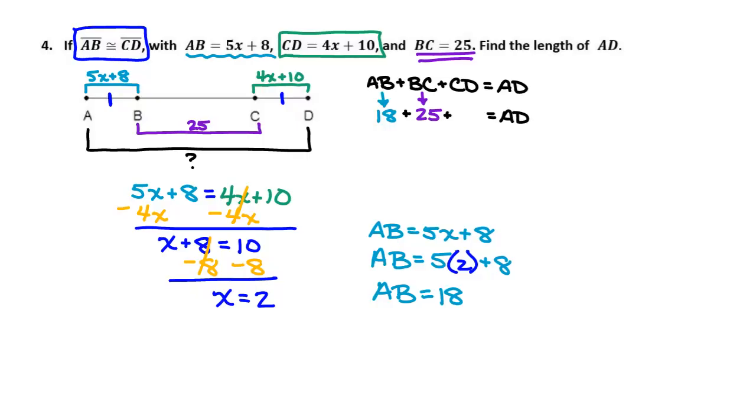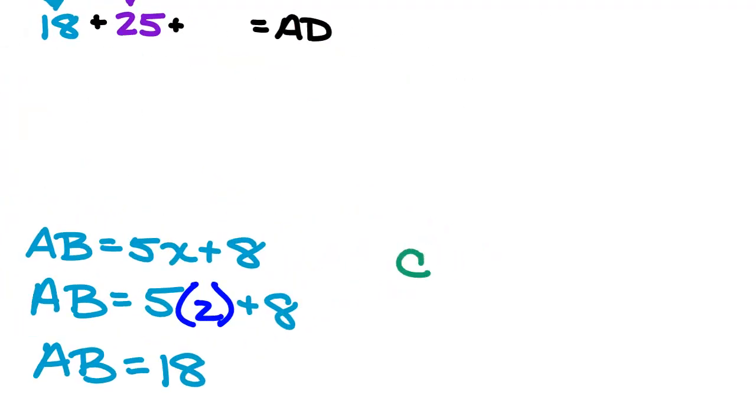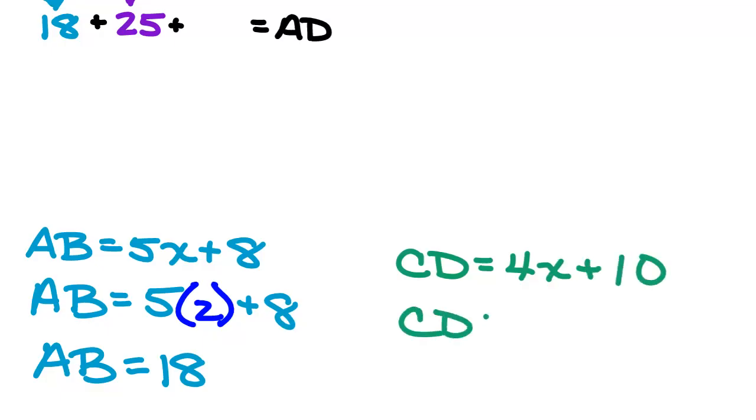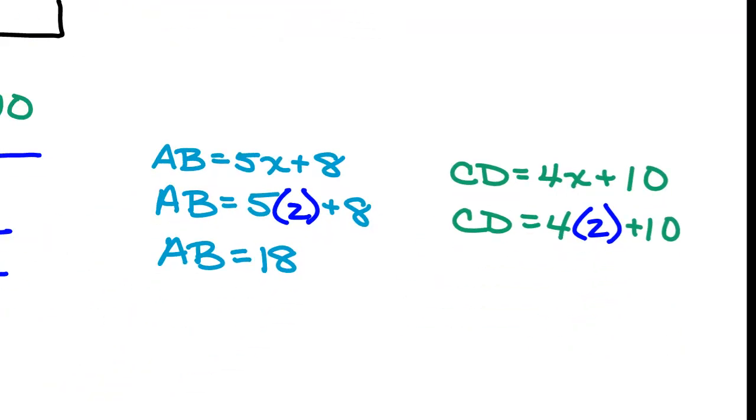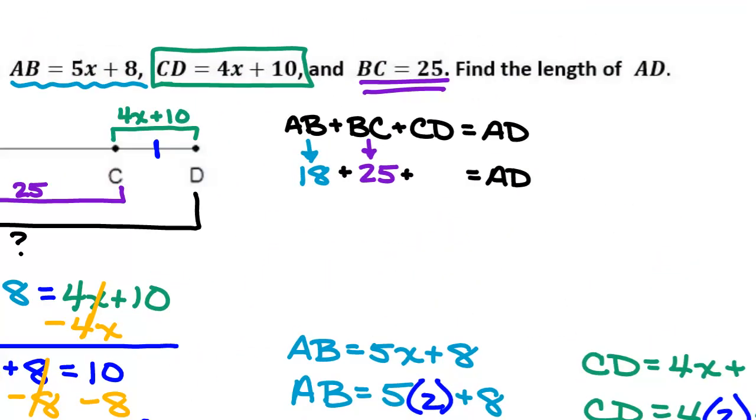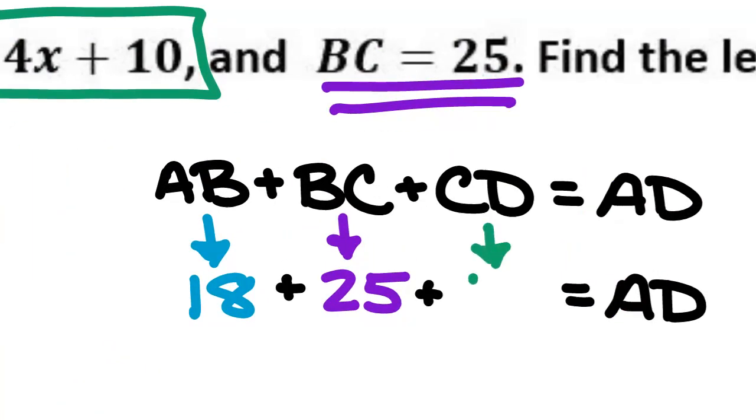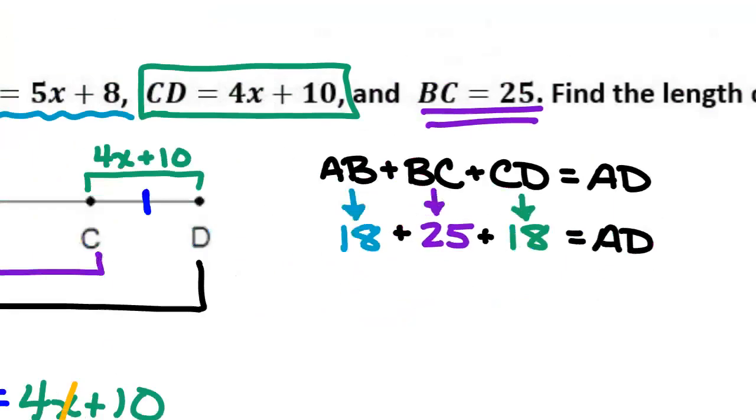CD is 4x plus 10. We know that x is 2, so 4 times 2 plus 10. You said how much? 18. And does that make sense with what we knew from the beginning? Yes, we were told that those 2 segments were congruent. So we should know that that means they are the same size.